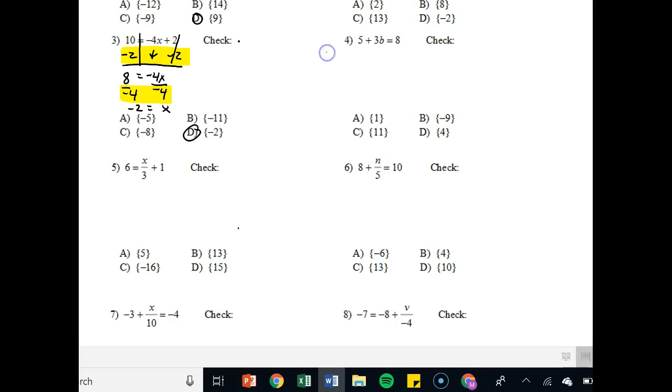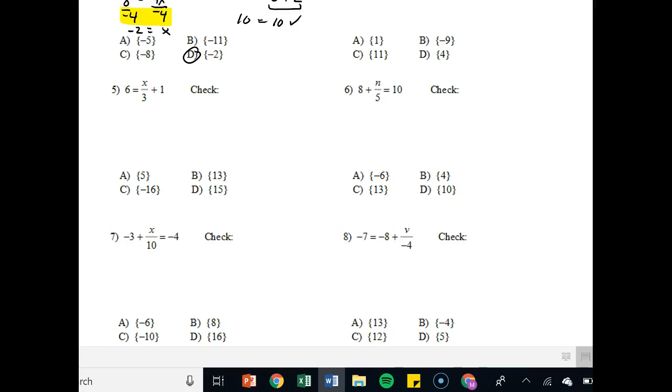When checking, we've got 10 is equal to negative 4, not x. We plug in our answer, which was negative 2, plus 2. Then we go ahead and do the math. So 10 is equal to, what is negative 4 times negative 2? It's positive 8. And then what is 8 plus 2? It's 10. So 10 is equal to 10. We know we are correct.